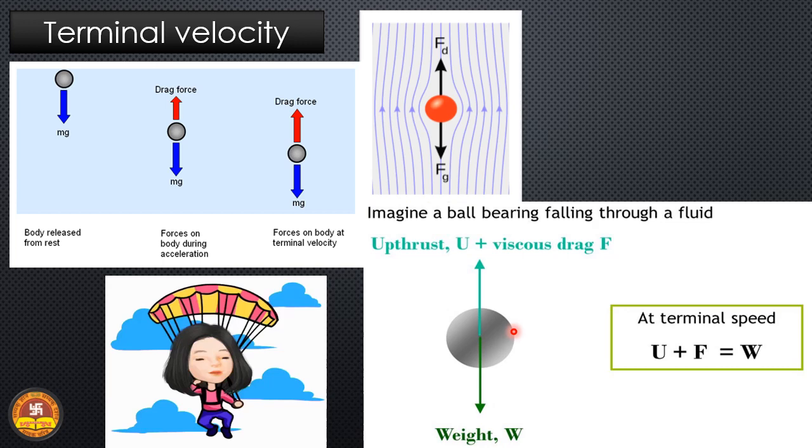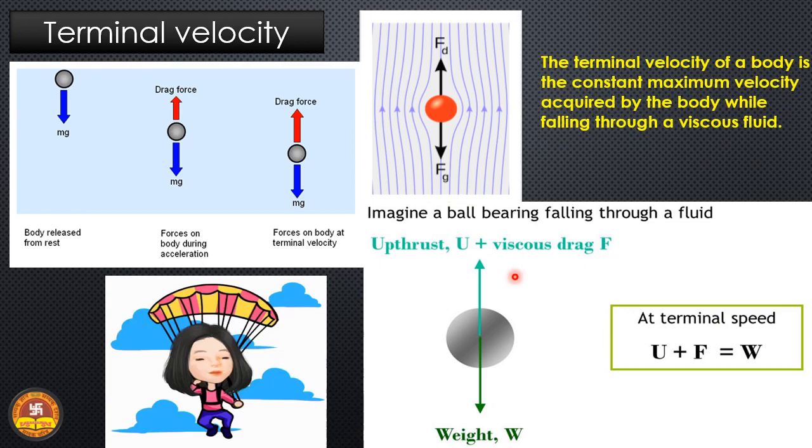After a certain time, the weight of the ball becomes equal to the sum of upthrust and viscous drag force acting on the ball. There are two forces actually acting in the upward direction. One is the upthrust and another is the viscous drag force, which is due to the viscosity. So at this moment what happens? No net force acts on the ball because the total downward force becomes equal to the total upward force, and the ball moves with a uniform velocity which is known as terminal velocity.